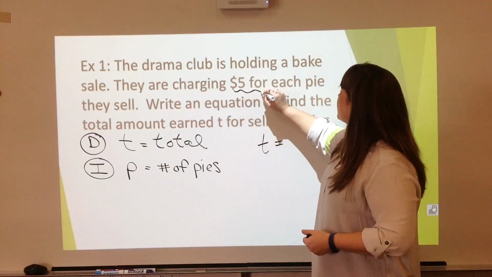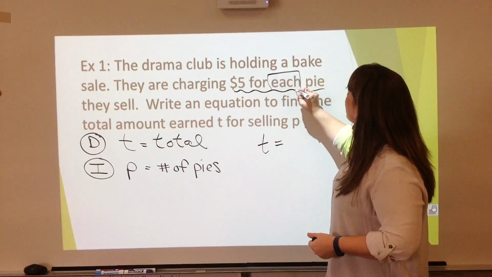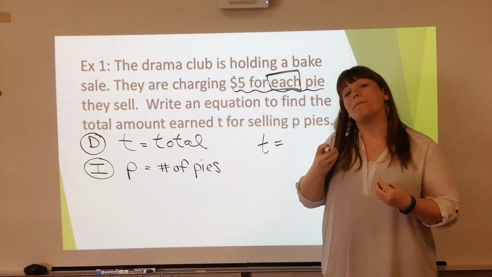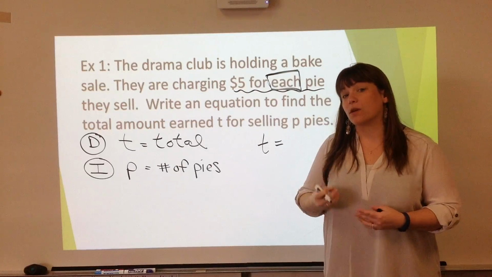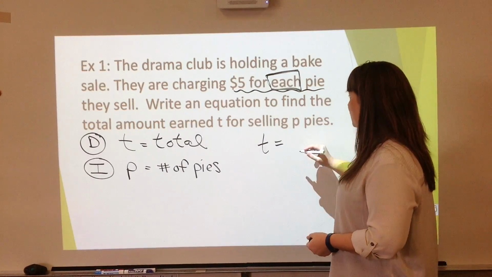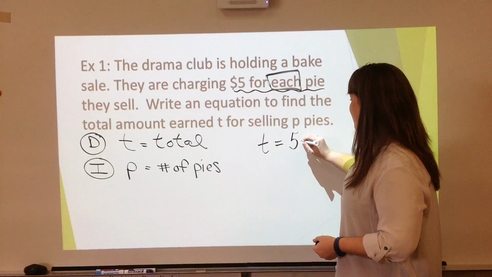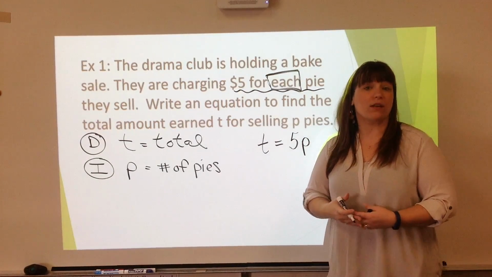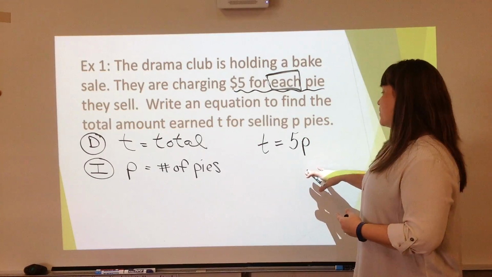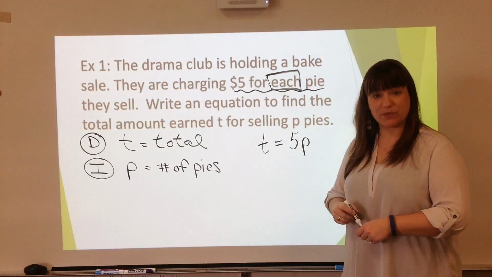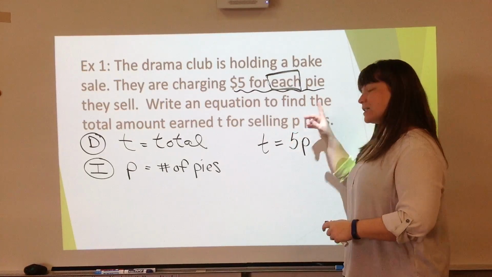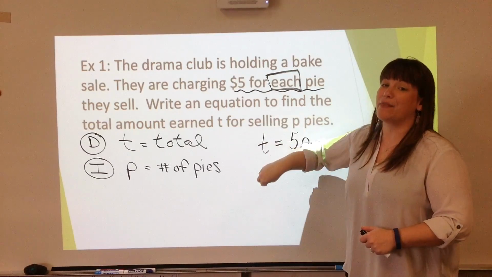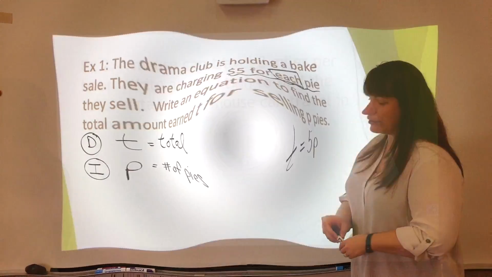Now we have to look at this keyword each. Go ahead and put a box around each and write above the sign for the multiplication. That's multiplying. So we have 5 times the number of pies that you have. That will be your right-hand side of your equation, your independent part. So no matter how many pies you have or you sell, the total is going to depend on that number. And we have our equation.